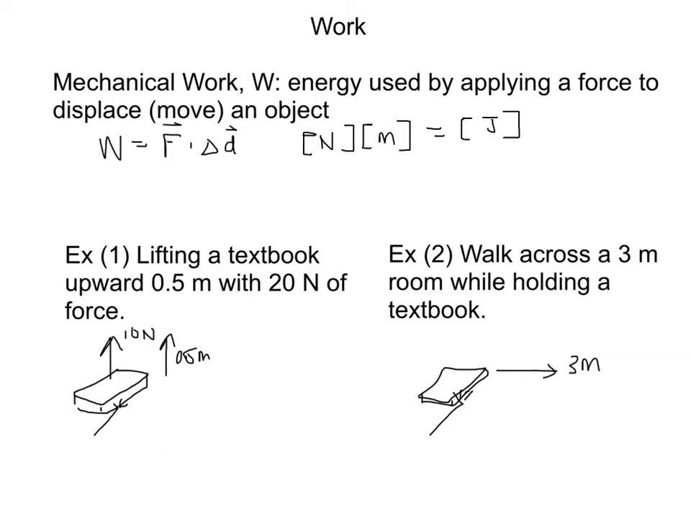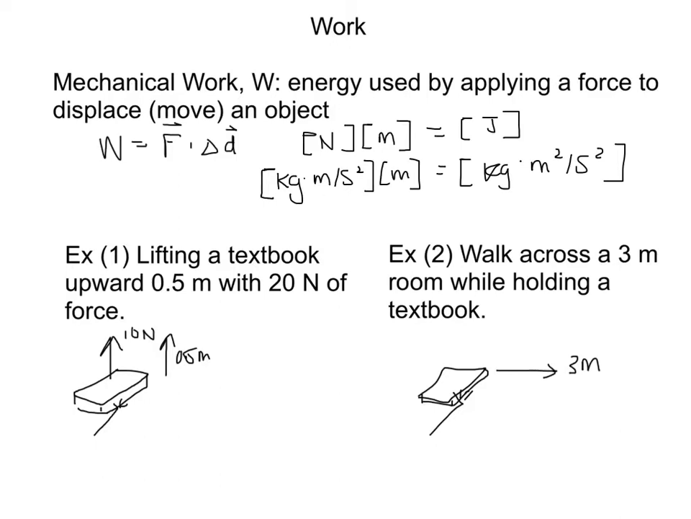And just to take a look at it spelt out, remember that newtons are kilogram meters per second squared. So a joule is a kilogram meter squared per second squared.